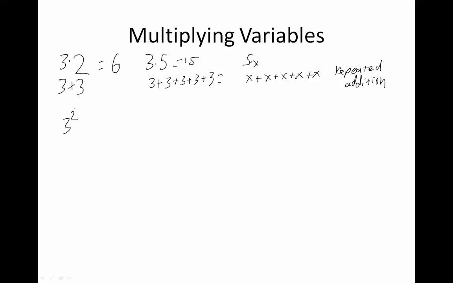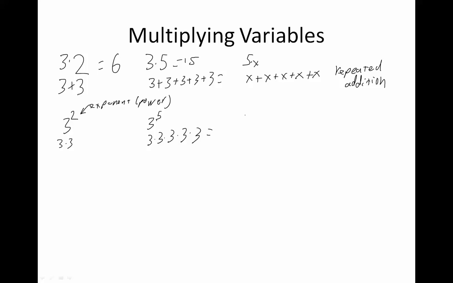3 squared. Remember this thing up here, it's called an exponent, or sometimes known as a power. They are the same thing. What that tells us is, instead of repeated addition, it tells us repeated multiplication. So 3 squared is really 3 times 3, and 3 to the 5th is 3 times 3 times 3 times 3 times 3. It's the same idea, but instead of repeated addition, the exponents represent repeated multiplication.